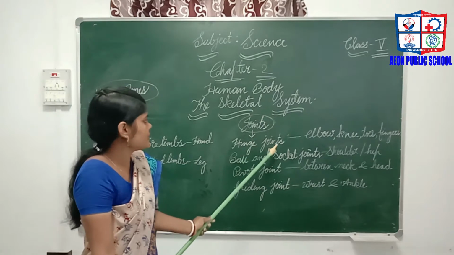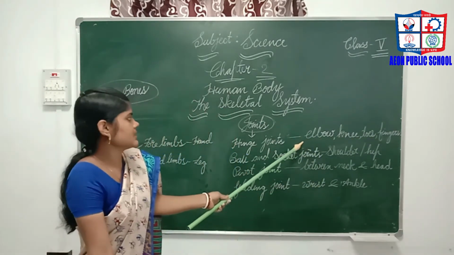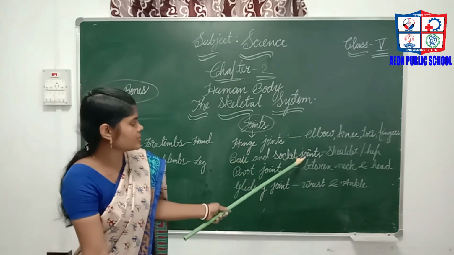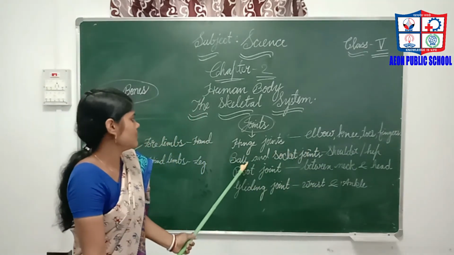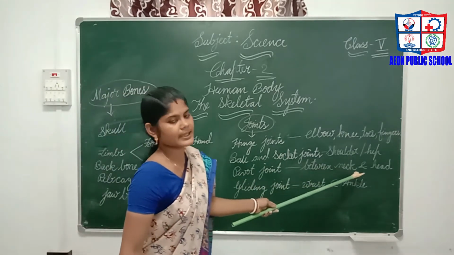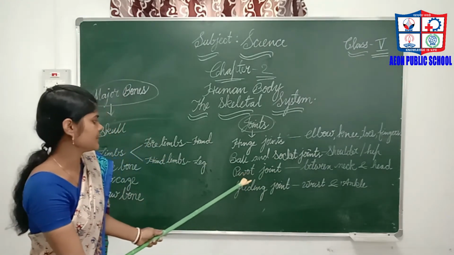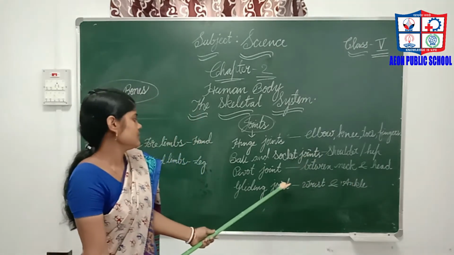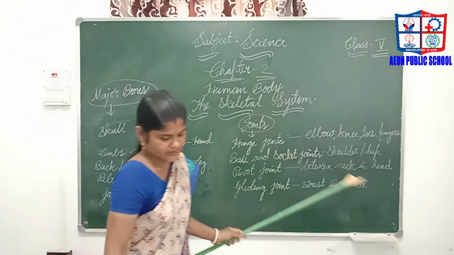Hinge joints are in the elbow, knee, toes and fingers. Those joints are called hinge joints. Then ball and socket joints: this is the shoulder and hip. Hip joints are called ball and socket joints. Next are pivot joints, that is between the neck and head. The joint between the neck and head is the pivot joint. Then the gliding joint, that is in the wrist and ankle. So the joints in the wrist and ankles are called gliding joints. So we will discuss this here.